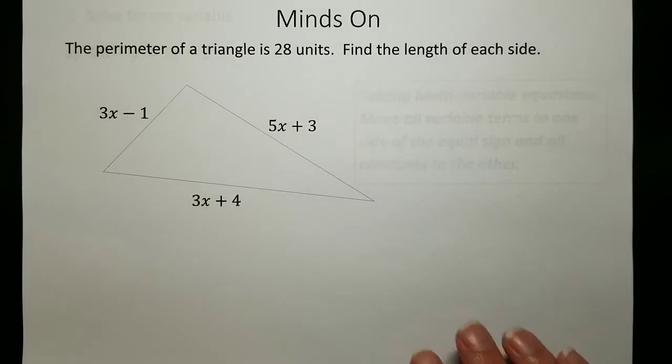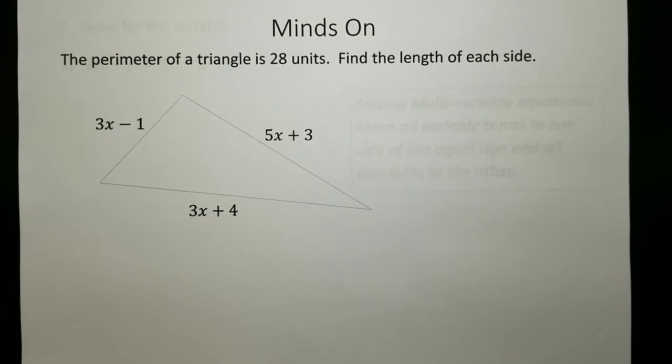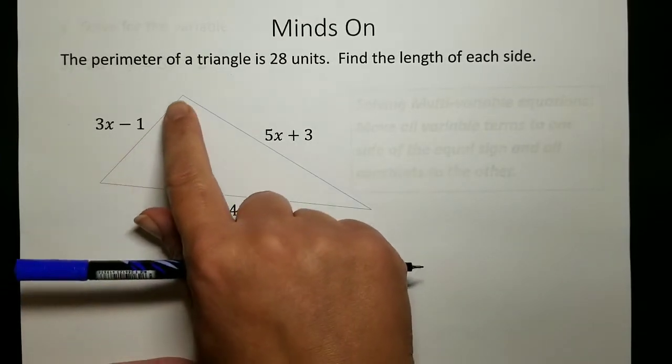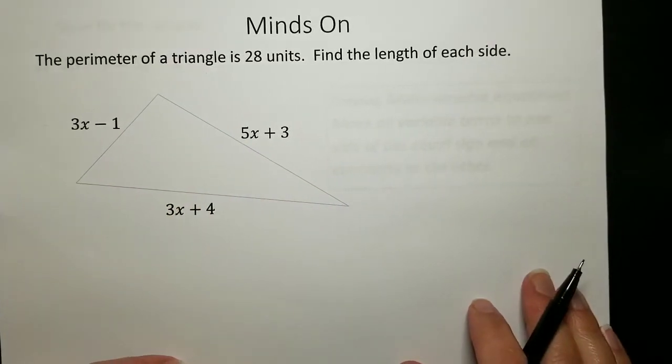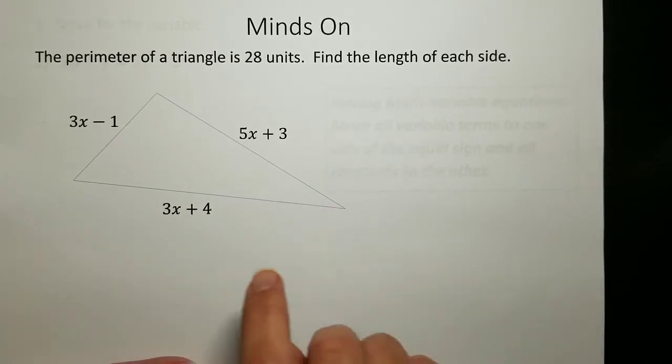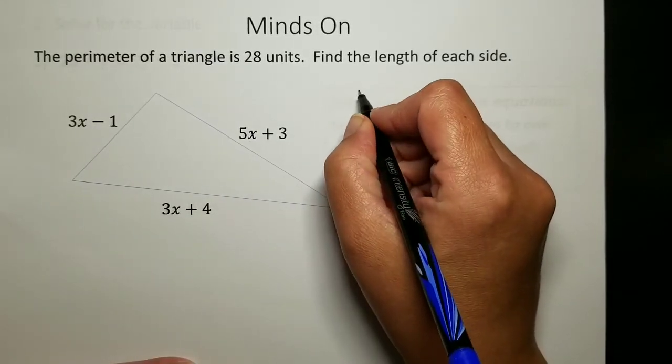So here is an example. The perimeter of a triangle is given as 28 units. We want to find the length of each side. We don't have an equation to solve, but we know that we're working with equations, and we also know that perimeter is all 3 sides of a triangle added up together. So I'm going to form an equation with that, because I know this side plus this side plus this side would equal 28. So I'm going to use that to build an equation.